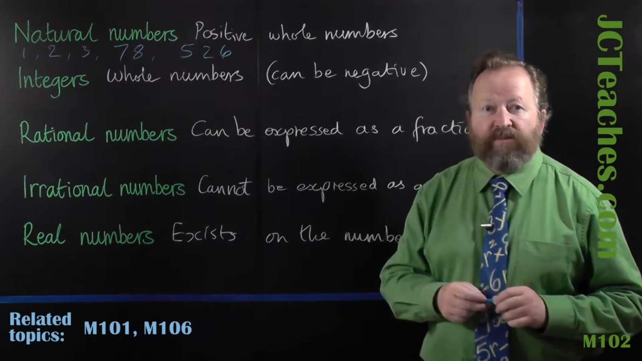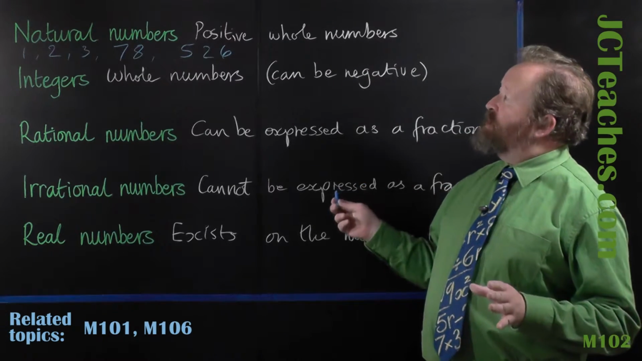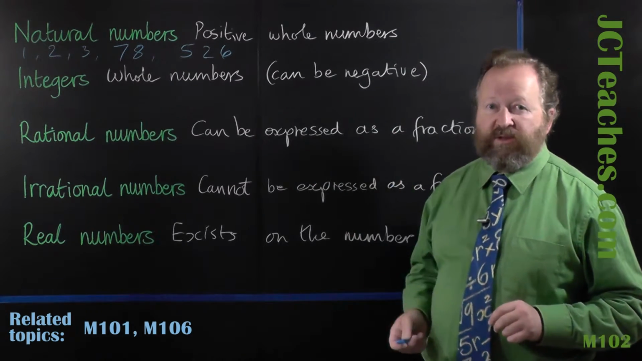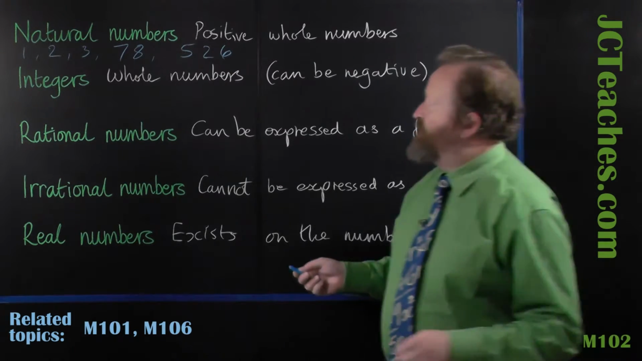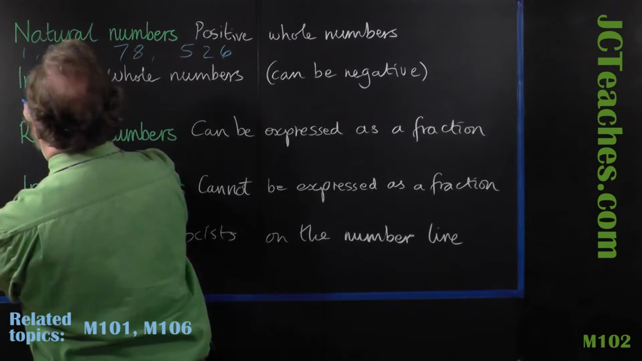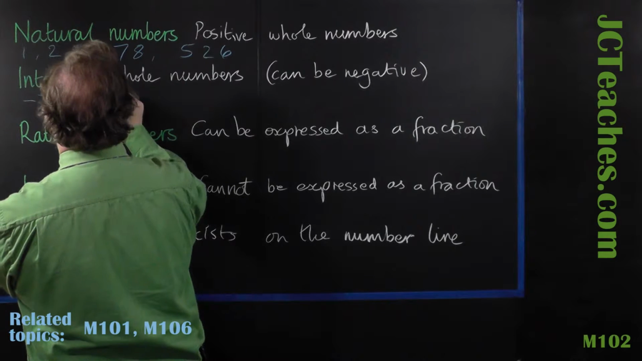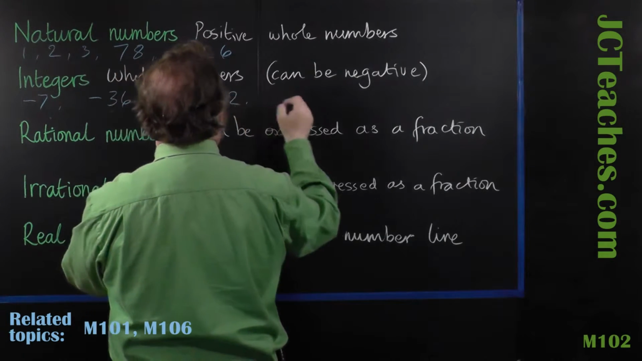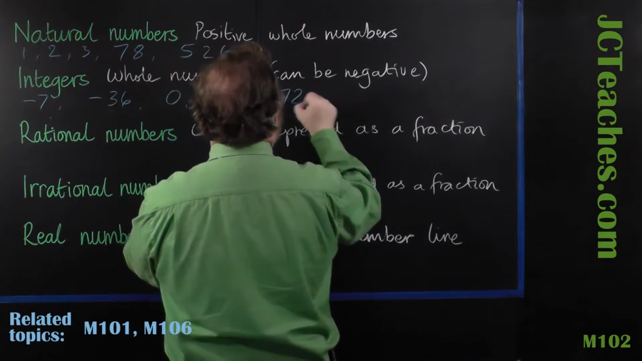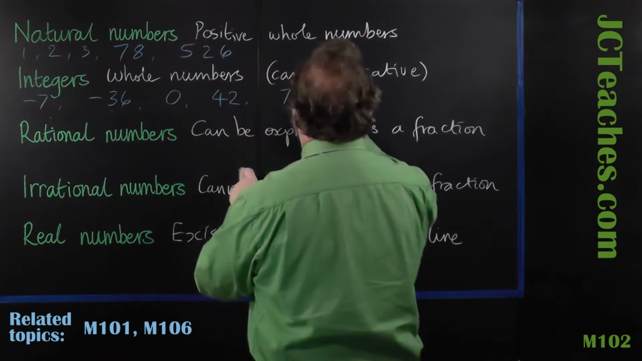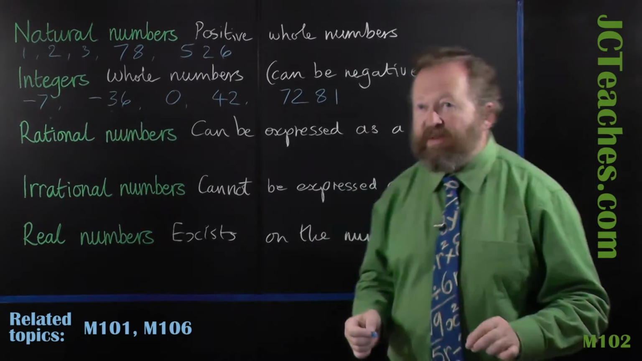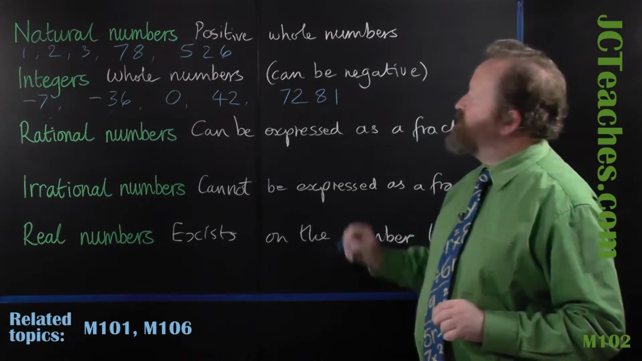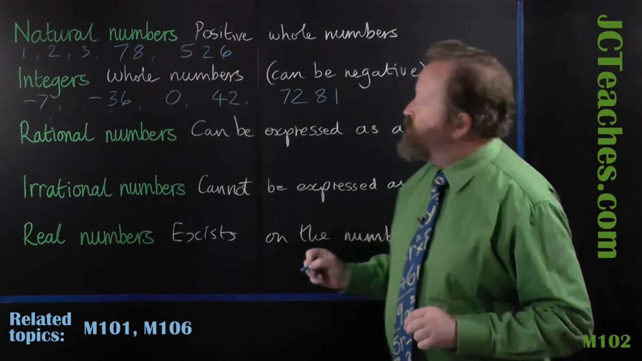Integers are whole numbers, but they don't necessarily need to be positive, and you can definitely include 0 with integers. So integers will have a few numbers which can be negative, so let's have -7, -36, 0, 42, 7,281, whatever. They're all whole numbers. They don't have any fractions after them. They don't have any decimal points and bits after that. They're just whole numbers which can be negative.